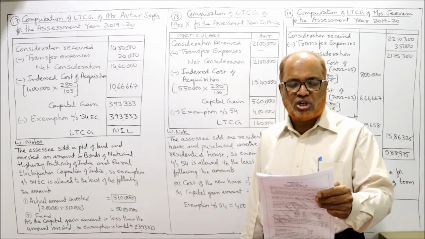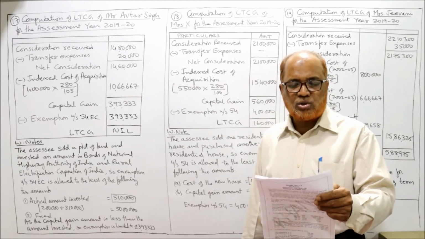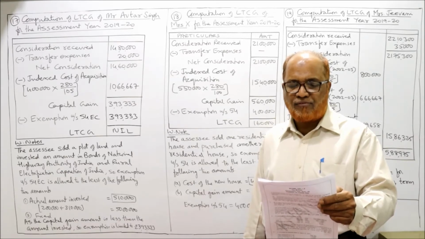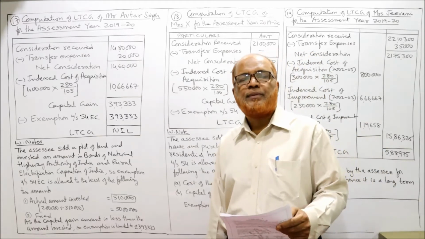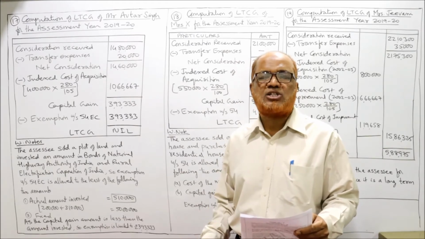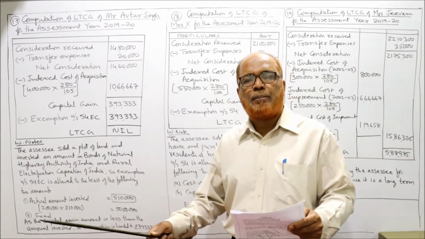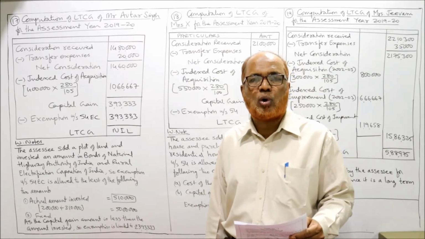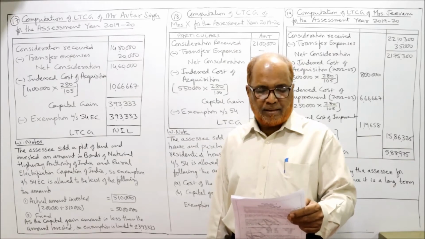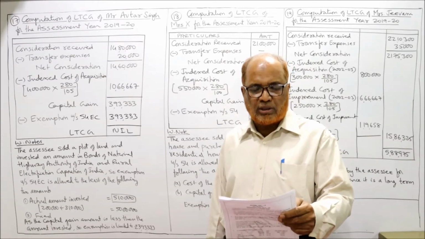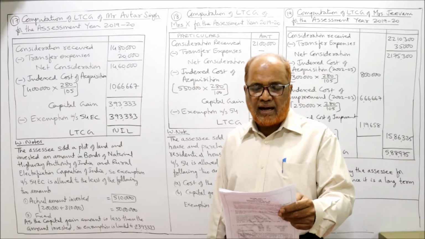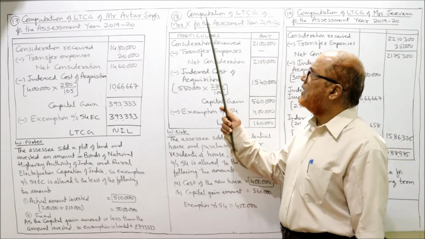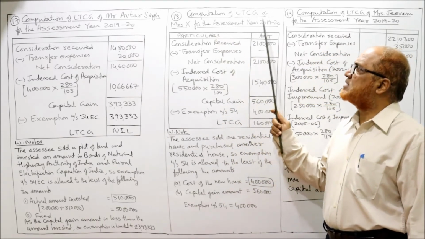And cost of construction of the new residential house: the house was constructed during 2018-19. The house is used by Mrs. X's sister, 4 lakh. In this problem, the assessee sold one residential house and within the stipulated period purchased another residential house. So exemption under section 54 will be allowed. Then the cost inflation index in 2001-2002 was 100 and in 2018-19 was 280. That's it. Easy problem. Computation of LTCG of Mrs. X for the assessment year.